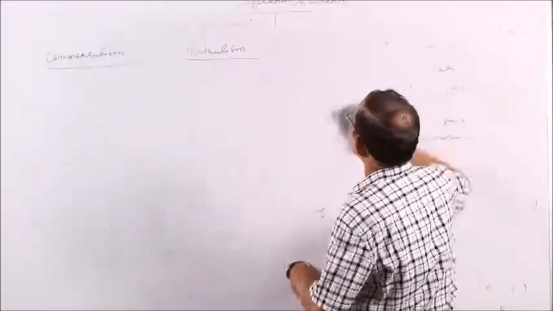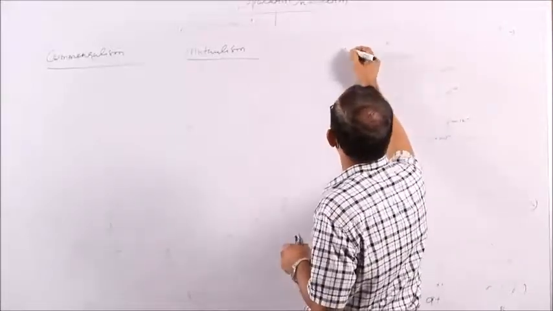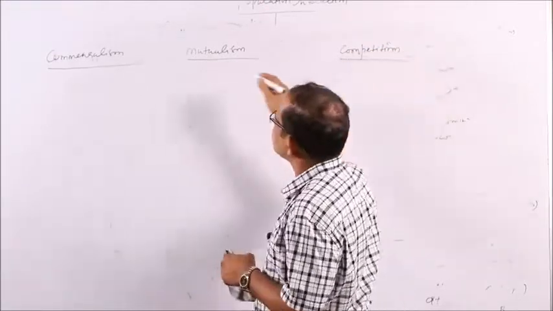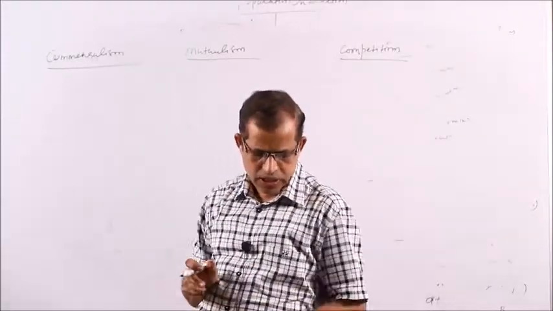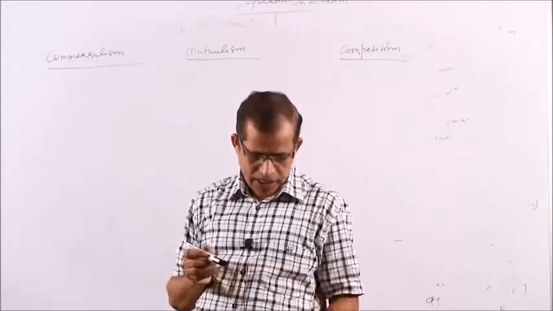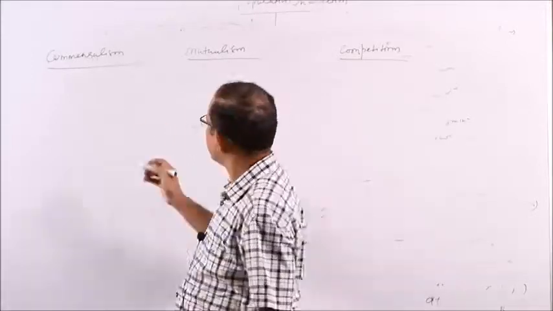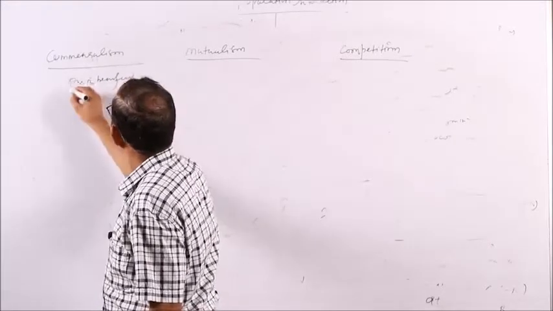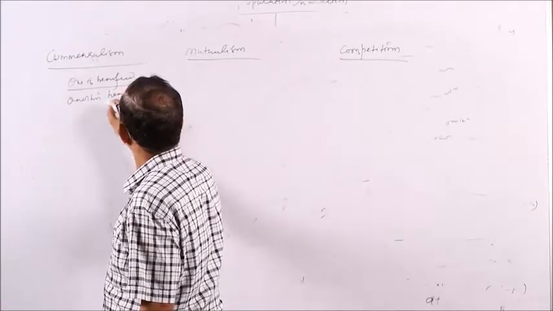so that it will help you to attend many questions in the exams. Third one is competition. So let us come to what is commensalism. Commensalism is a relation between two living individuals of different species in which one is benefited, and the other is neither harmed nor benefited. That means one is benefited, another one is neither benefited nor harmed.